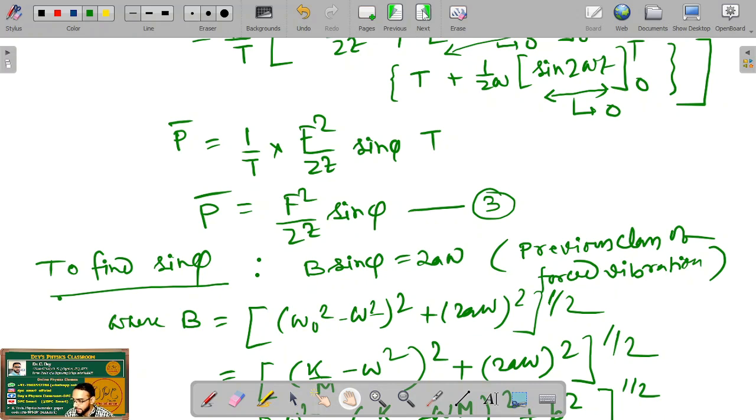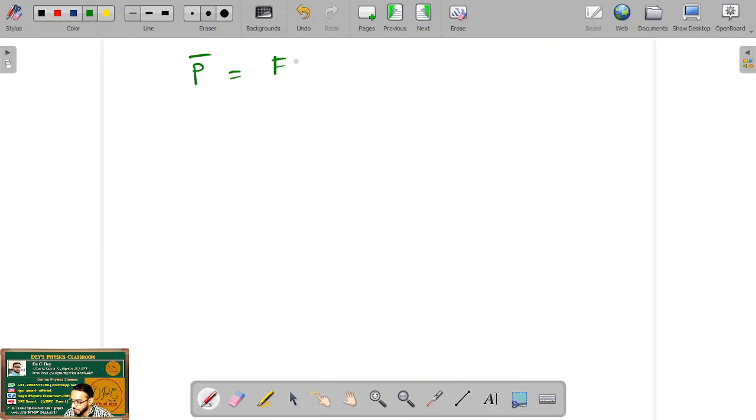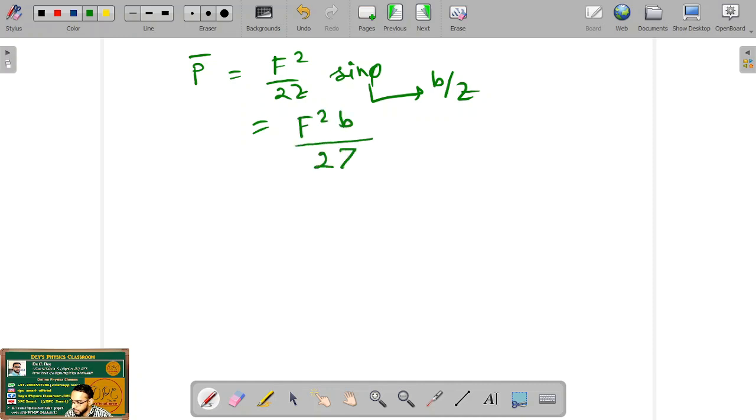Now we put the value of sin phi in equation 3. So we get average power equals f square by 2Z into sin phi. We got sin phi equals B by Z, so this value is B by Z. We get f square B divided by 2Z square. So this is the average power in case of forced vibration.